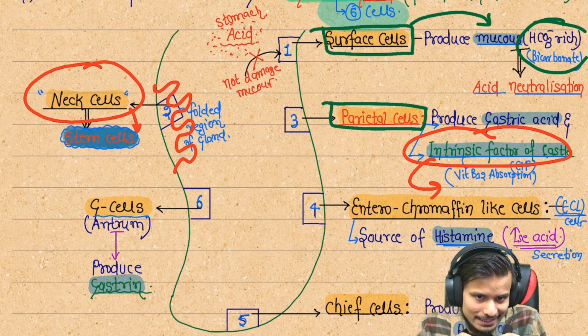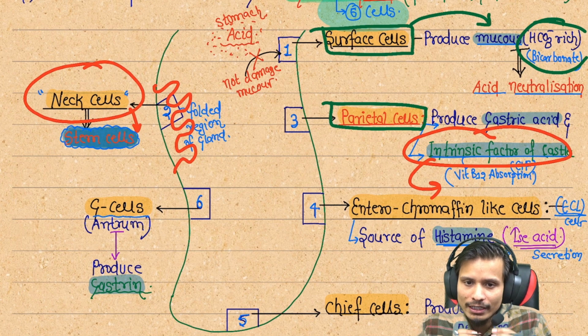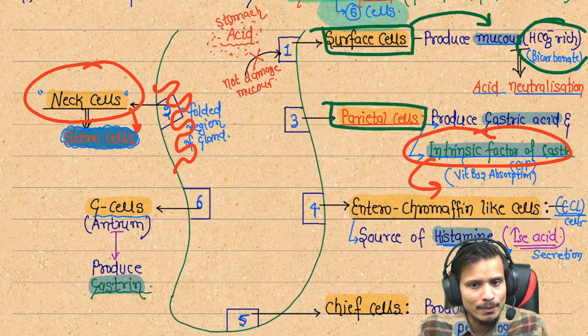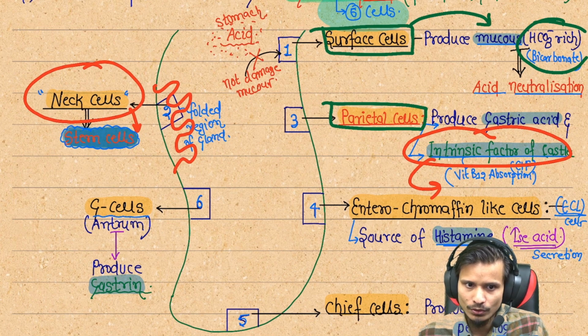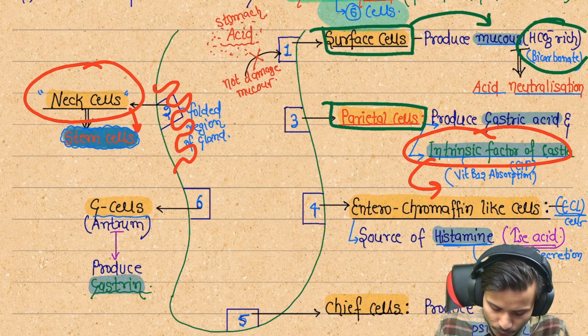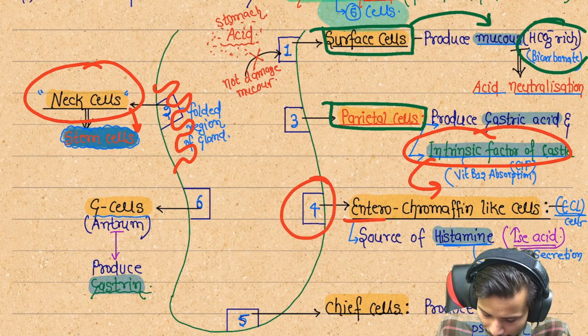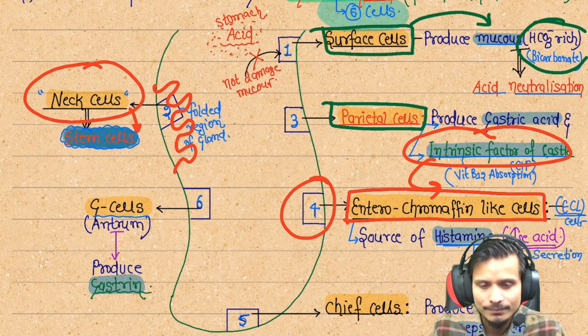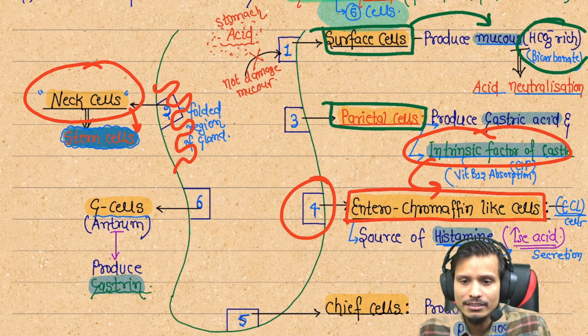So what are the 6 different types of cell situated in our gastric gland? They are produced by the neck cells. Neck cell is a stem cell, surface cell is a mucus secreting cell, parietal cell is the intrinsic factor and acid producing cell. Next, the fourth one we can say is the enterochromaffin like cells, also called ECL cells.